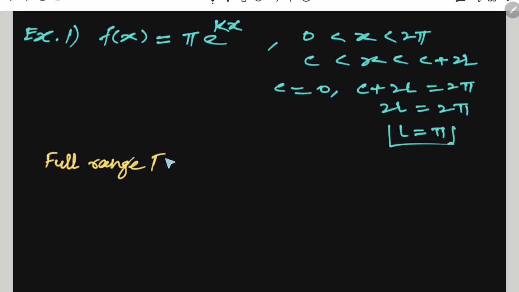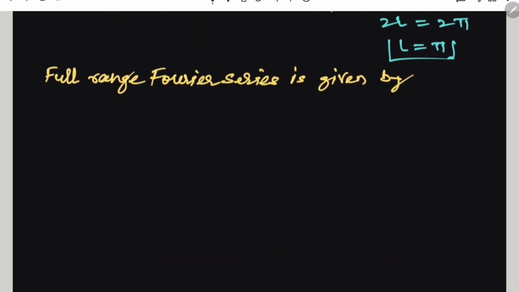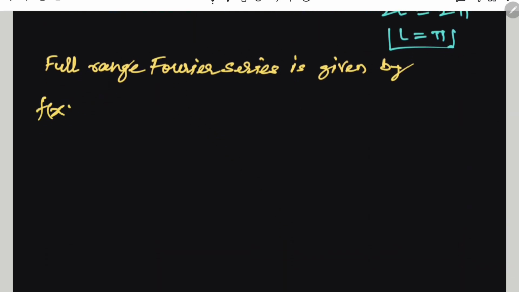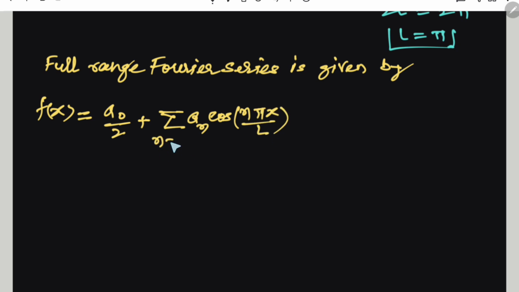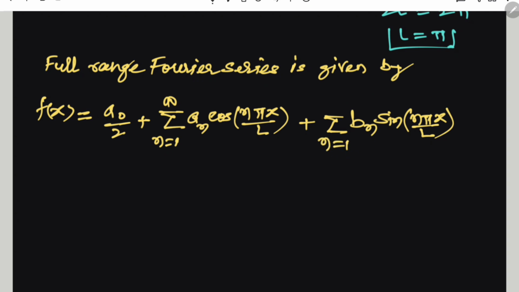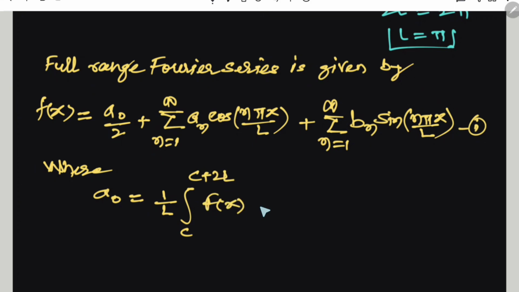And then the full range Fourier series is obtained by the formula: f of x is equal to a0 by 2 plus summation of an cos n pi x divided by l, n changes from 1 to infinity, plus summation of bn sine of n pi x by l, n changes from 1 to infinity, and we call this equation number 1, where the value of a0 is obtained using the formula 1 by l integration from c to c plus 2l f of x dx.